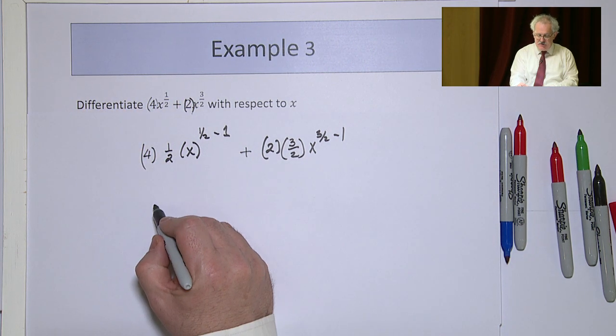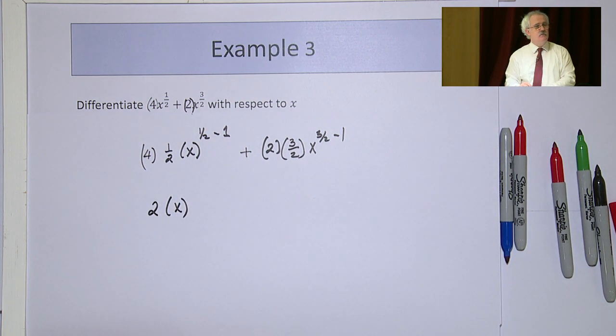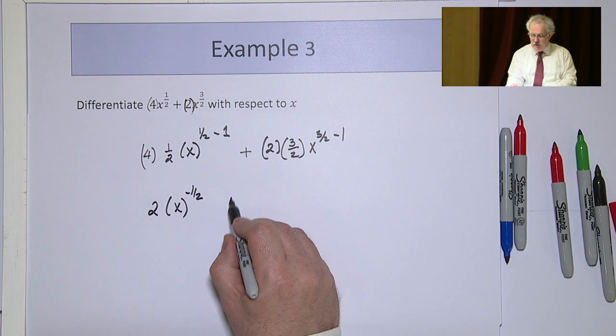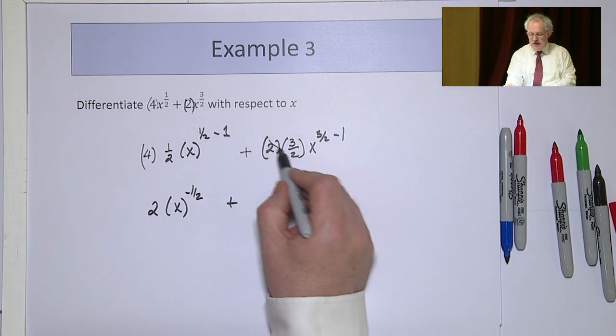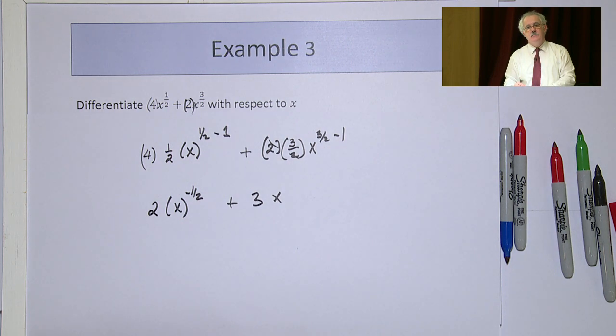4 times a half turns out to be 2. Half minus 1, minus a half. 2 times 3 over 2, they cancel, so you get 3. x to the 3 over 2 minus 1, well, 3 halves minus 2 halves is just 1 half, and that's it. Okay?